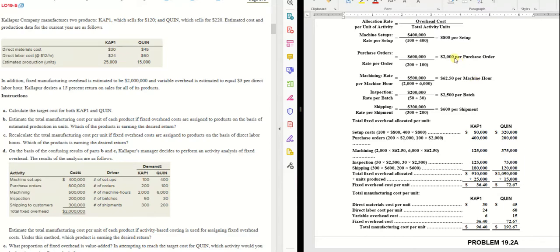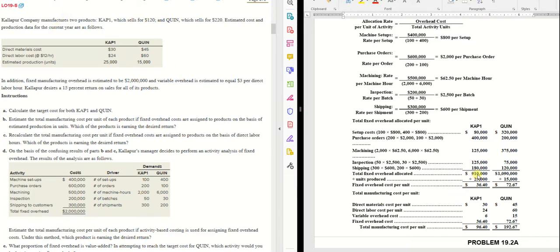Okay, I'm going to go through one more, but 2,000 per purchase order times 200 is 400,000. 2,000 per purchase order times 100 for Quinn is 200,000. Okay, so notice that the calculation is pretty complicated. Once you had it set up, you could pretty much do it automatically.